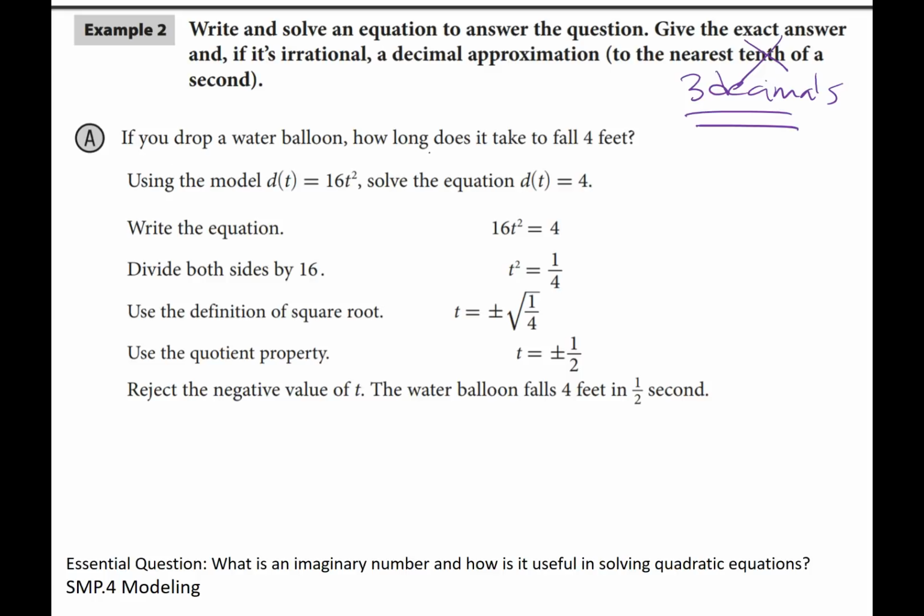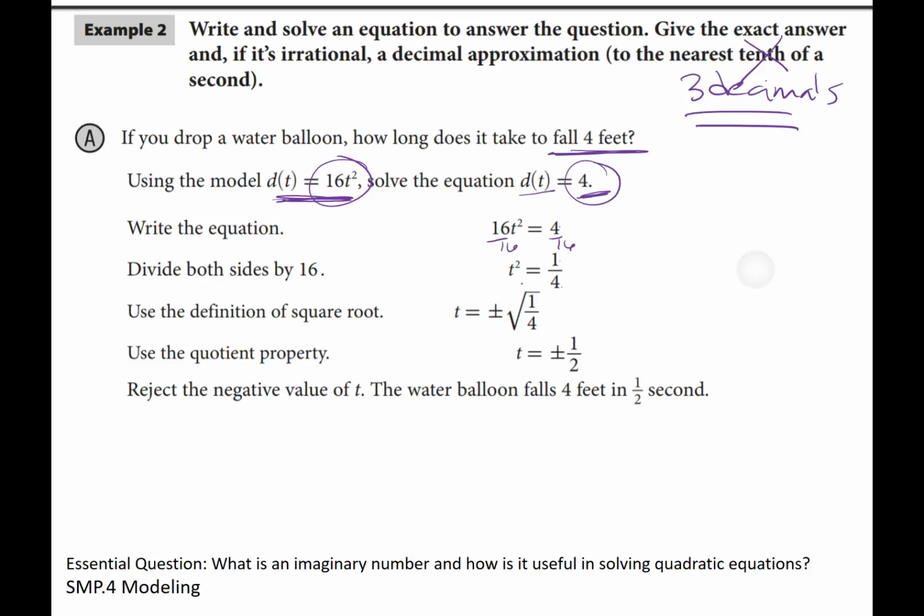All right, so if you drop a water balloon, how long does it take to fall 4 feet? Well, 4 feet is a distance, so we're going to use this distance model that they gave us. And we know that the actual distance is equal to 4. So basically, these two things get set equal to each other. So that's what they did. They wrote the distance equals 4. All right, we're going to divide by 16. And then they reduced their fraction because 4 goes into both 16 and 4. So 4 goes into a 4 once and into 16 4 times.